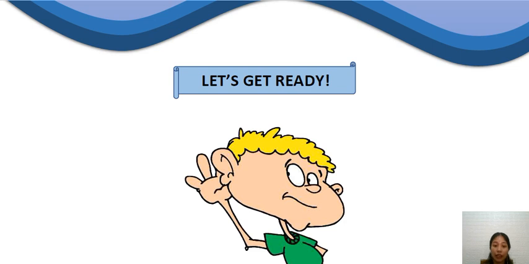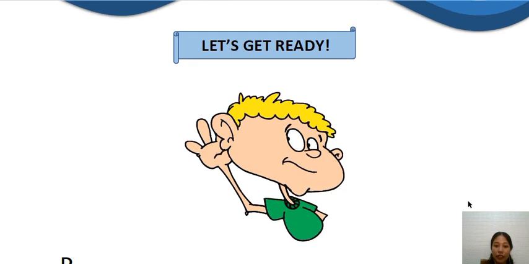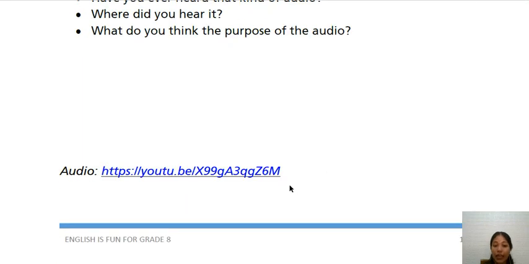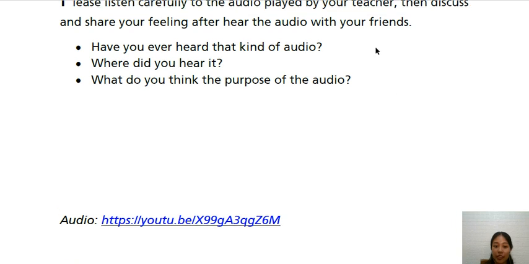There are 10 contents of this book. The first one is a brainstorming activity entitled Let's Get Ready. This is a preliminary activity that the teacher can do in order to raise students' attention. In this activity, the teacher will play an audio in the link given, then invite the students to a discussion related to the audio.